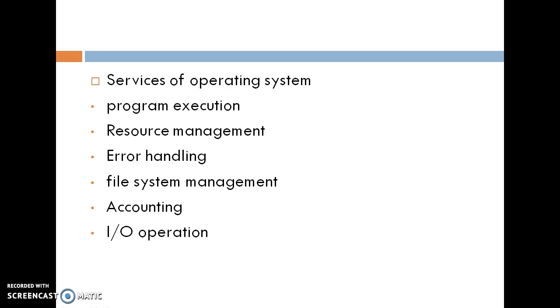Then the next service that is given by the operating system is input-output operation. During the execution of the program, it may need to perform an input-output operation. In that case, the operating system must be able to provide a means so that the program can do input-output operation. So whatever we discussed was the introduction to the operating system and the different services given by the operating system.